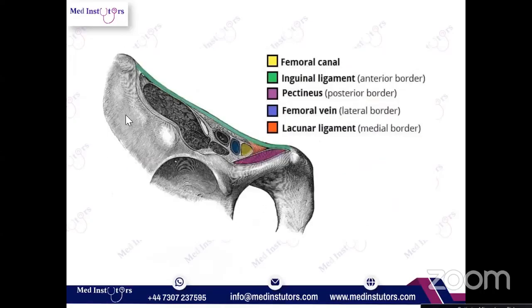Again, this is a recap. You can see here the inguinal ligament. The extension of the inguinal ligament is from the anterior superior iliac spine up to the pubic tubercle. And below that, here we can see the femoral triangle and its contents.